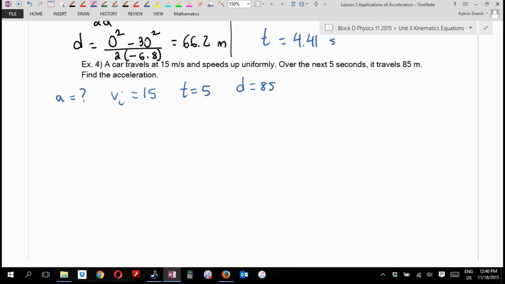I think it's the third one. D equals VI T plus one half A T squared. T squared, that's math. Okay? You okay with that? This is probably, Matteo, the toughest equation to work with.